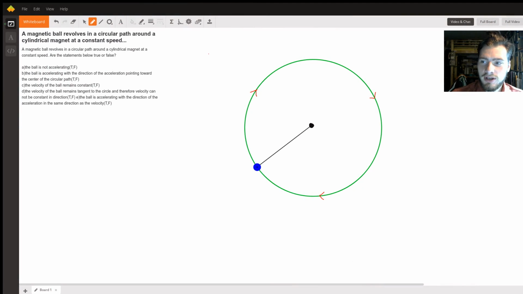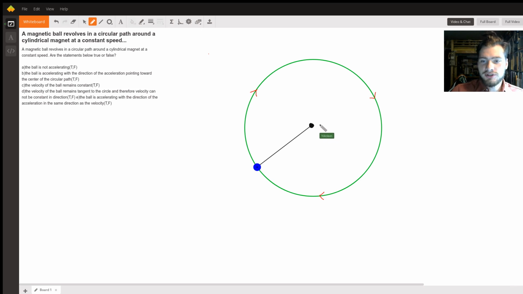Okie dokes, we have a physics question here. Actually, I guess it's a series of true or false questions about circular motion. We have a magnetic ball that's revolving in a circular path. So here's our ball, revolving in a circular path around a cylindrical magnet. This dot right here is our cylindrical magnet.